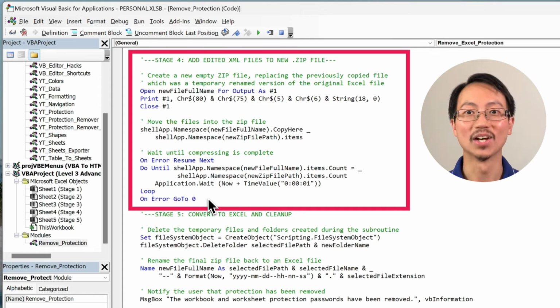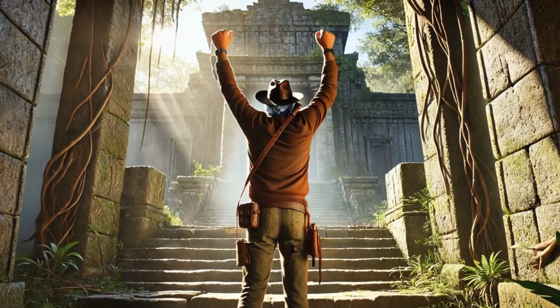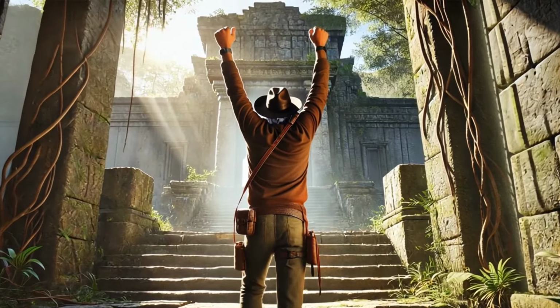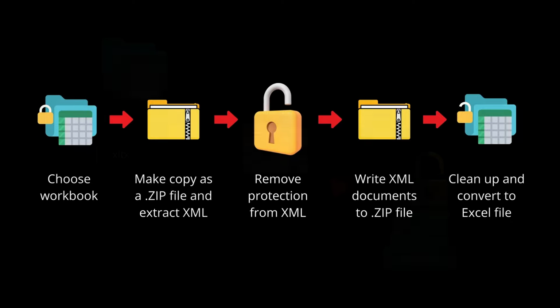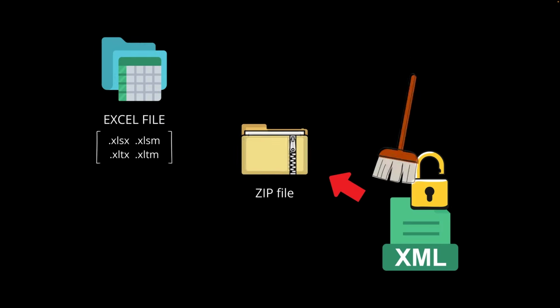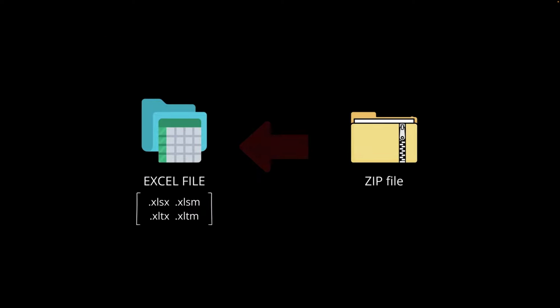We're almost there. We have one final stage to go. We'll make our triumphant exit from the temple with our treasure, ensuring we leave nothing behind. In Excel, this means deleting our temporary files and folders and changing the zip file into the original Excel file format. So now we have the zip file. We're going to clean up the temporary folders and files and convert the zip file into an Excel file with the same extension as the original file.